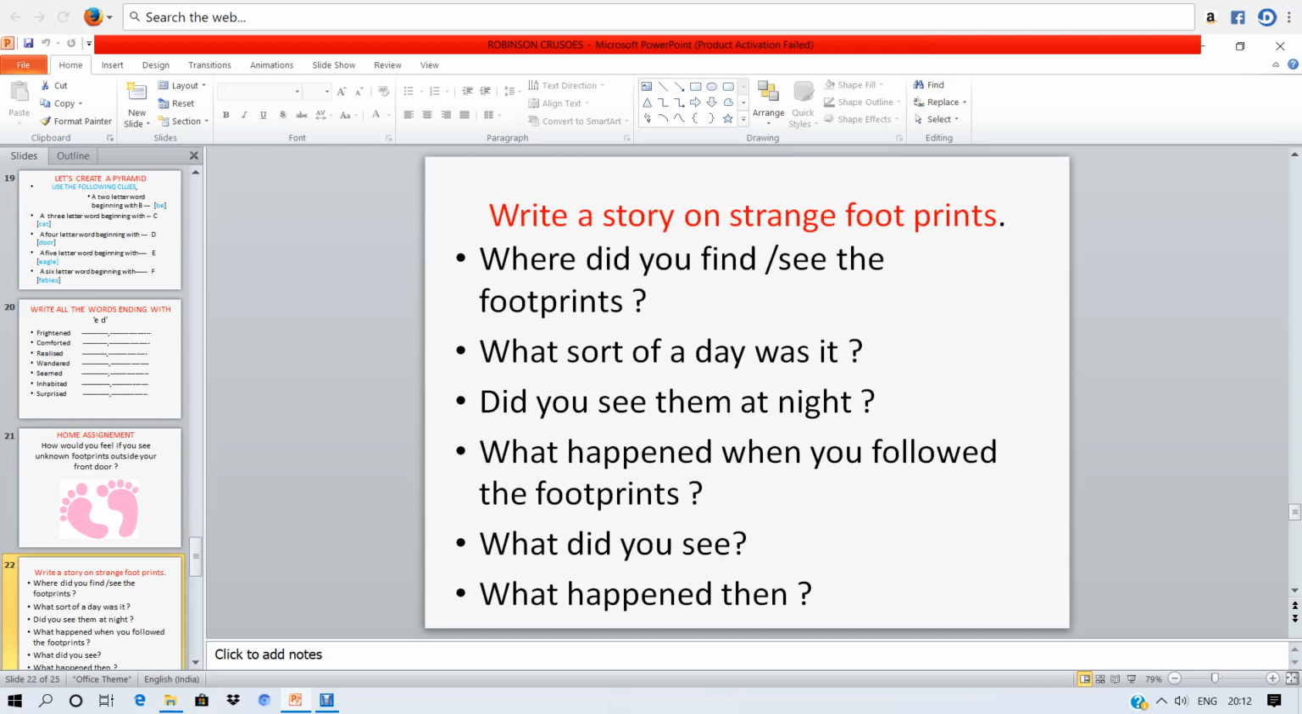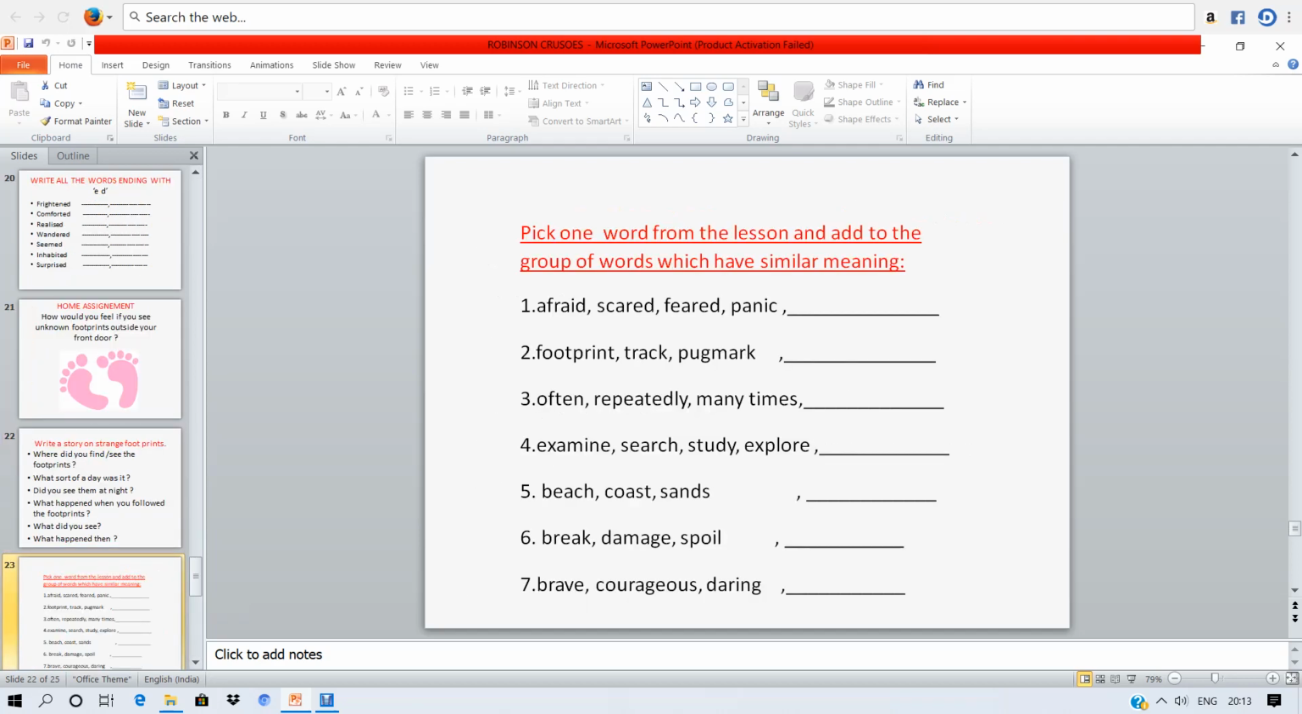Okay? Now, first clue is, where did you find or see the footprints? Second, what sort of a day was it? Third, did you see them at night? Next, what happened when you followed the footprints? What did you see? What happened then? Your story should have answers to all these questions. Come on, move on to the next slide.